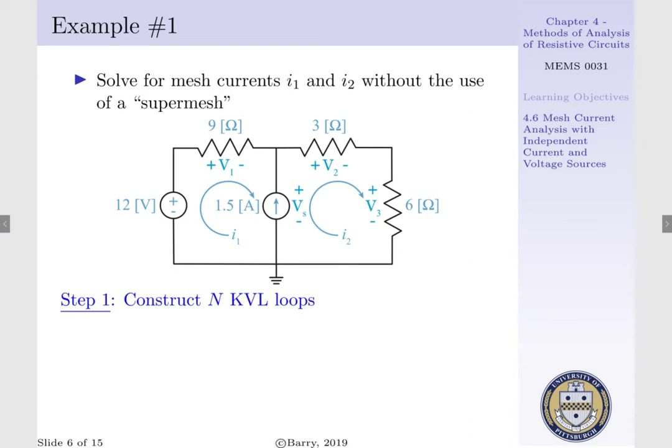Step 1 is to construct n KVL loops. We have 2 loops associated with our mesh currents I1 and I2. Note that they start in the bottom left-hand corner and move in a clockwise direction.